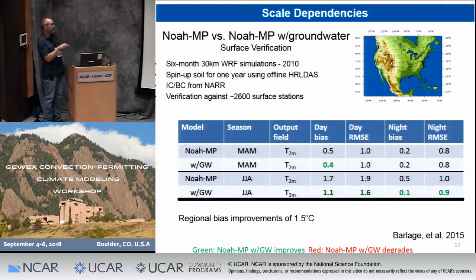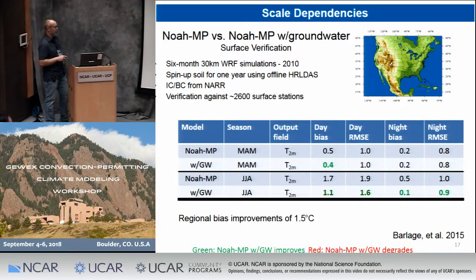What you see in this table is NOAA-MP without groundwater and with groundwater in the spring and the summer months. One thing that's interesting is that for the daytime bias, the groundwater doesn't have a lot of an effect for the spring. Regionally averaged, this is again the central part of the US, the effect was maybe half a degree up to maybe a degree for the warm bias across the central part of the US. So there are regional biases, maybe up to a degree and a half.